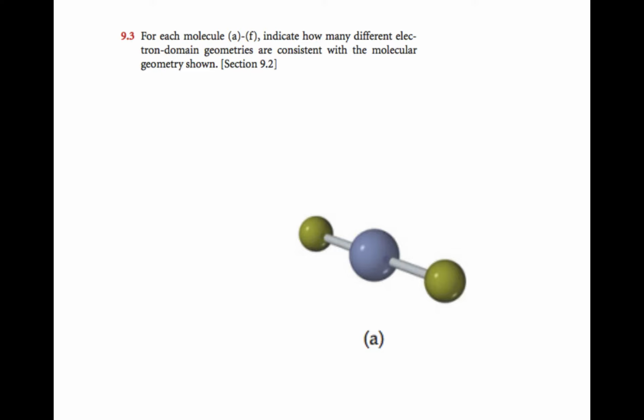For each molecule, A through F, indicate how many different electron domain geometries are consistent with the molecular geometry shown. Okay, so in this chapter we talk about the geometry of the molecule, right? In this case, if you have a linear molecule, that's the relationship of the bonded pairs. And then we talk about the geometry of electron domains, all the electron pairs, the bonded pairs and the lone pairs. So if this were just a two bonded pair, no lone pair situation, we'd have a linear relationship.